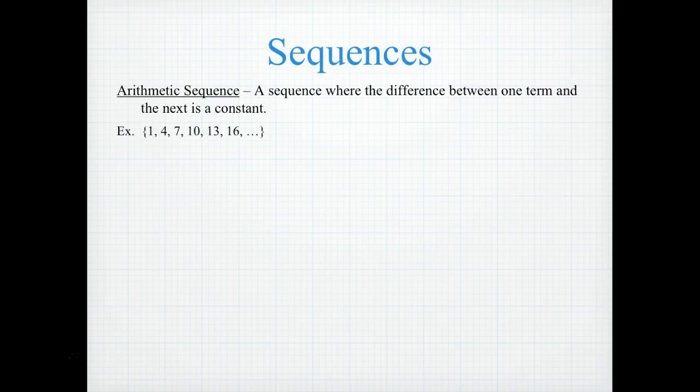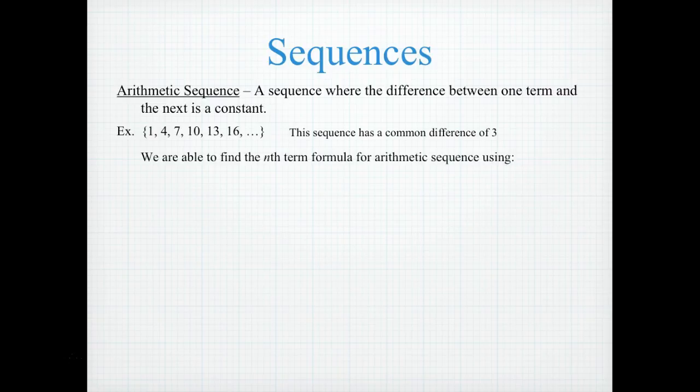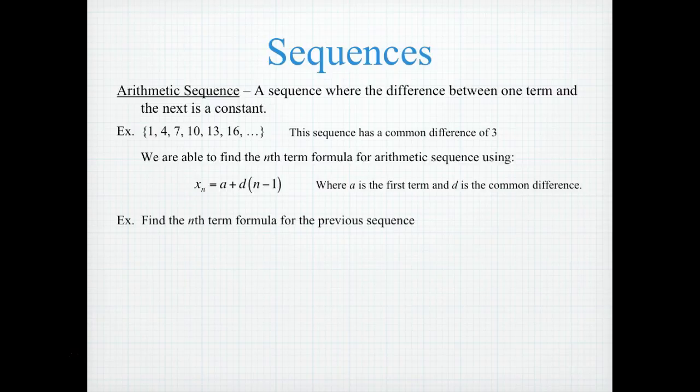For example, 1, 4, 7, 10, 13, 16, and so on is an arithmetic sequence because one number to the next is found through adding or subtracting. In this case, we would add 3 to each term. So there's a common difference of 3. We're able to find the nth term formula for an arithmetic sequence using the following formula. x sub n is equal to a plus d times the quantity of n minus 1, where a represents the first term in the sequence and d represents the common difference.